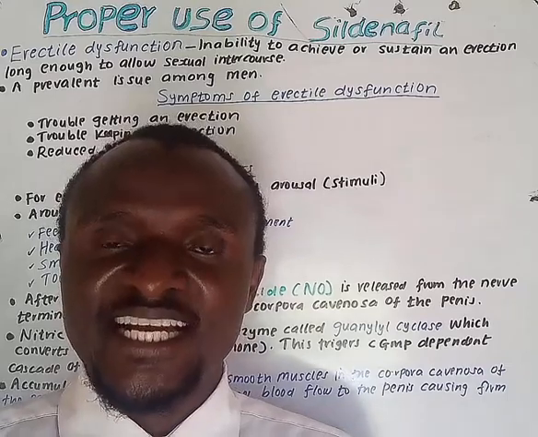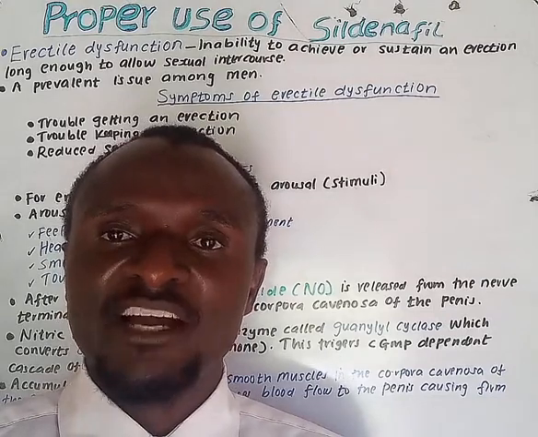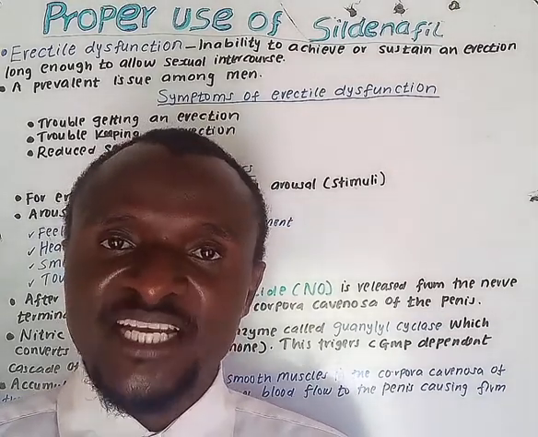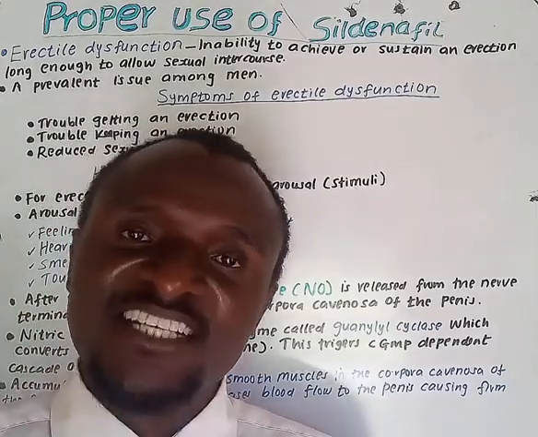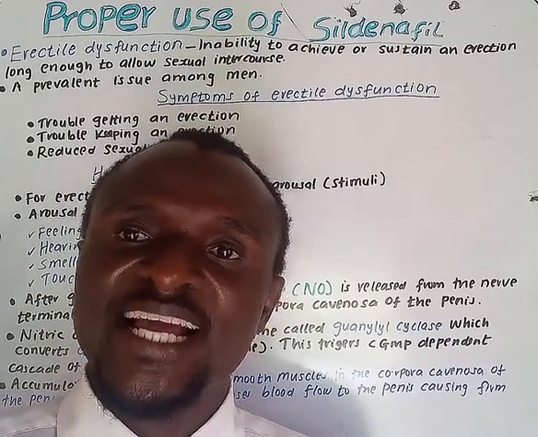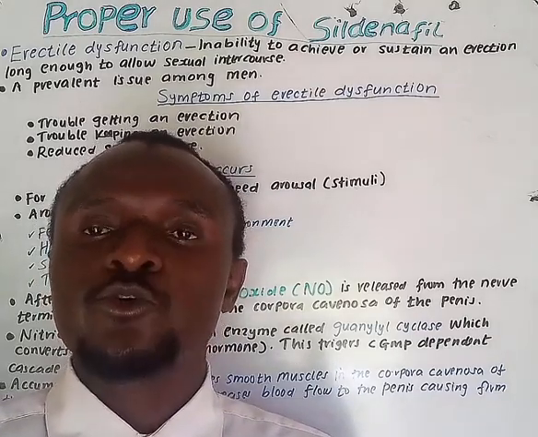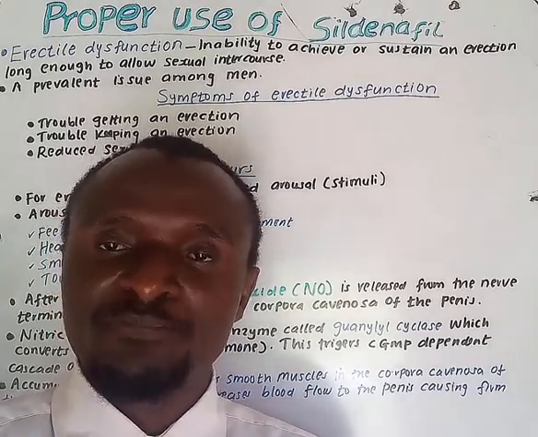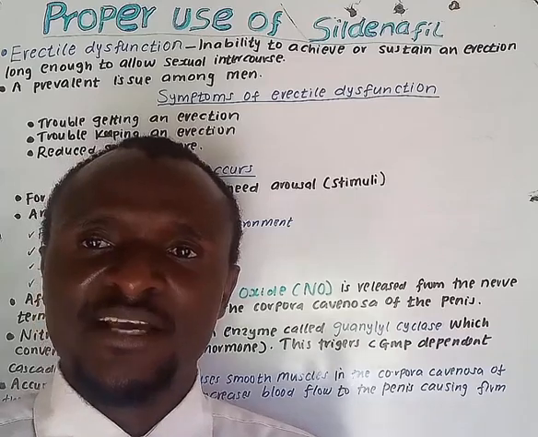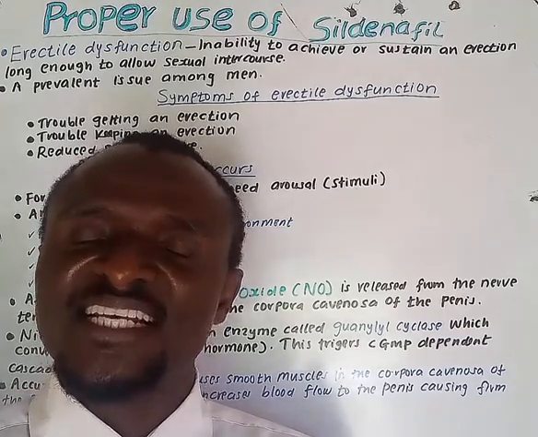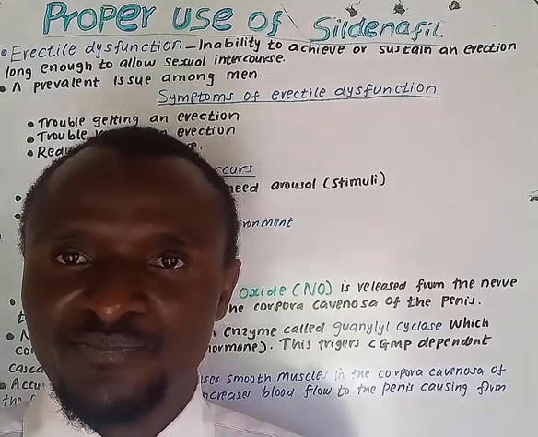After the body gets aroused, nitric oxide is normally released from the corpora cavernosa of the penis and also from the nerve terminals. Nitric oxide activates an enzyme known as guanylyl cyclase. The role of guanylyl cyclase is to activate the conversion of GTP into cGMP. Now, what is cGMP? cGMP means cyclic guanosine monophosphate.